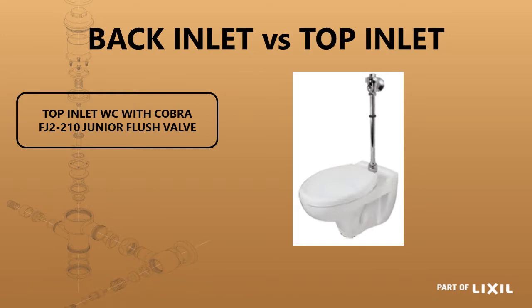Then if we look at the top entry, as the name implies, water enters into the pan from the top, and you would use a Cobra top entry flush valve with this. The most common one to be used here is the FJ 2.210, which is a junior flush valve. You can also use the FM, depending on the water pressure on the site.